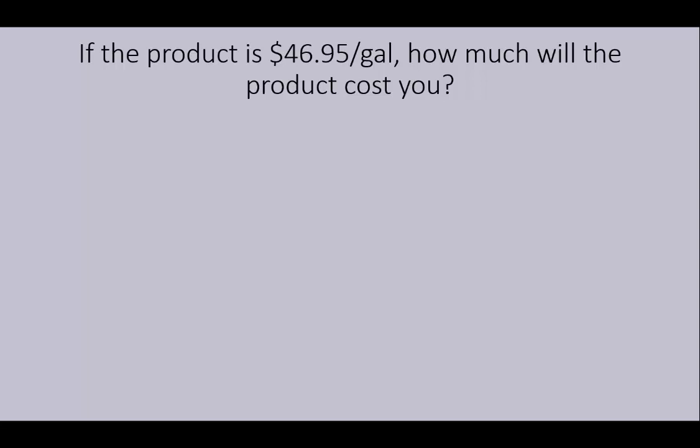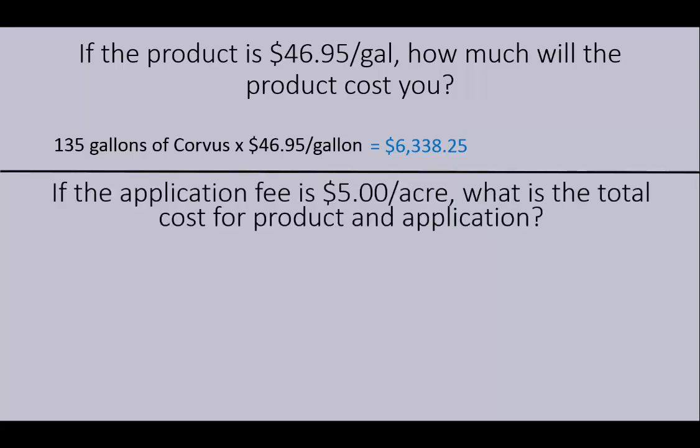If the product is $46.95 per gallon, how much will the product cost you? Remember that we are buying 135 gallons of Corvus, and we know that these cost $46.95 each. 135 gallons times $46.95 per gallon equals $6,338.25. If the application fee is $5 per acre, what is the total cost for the product and application?